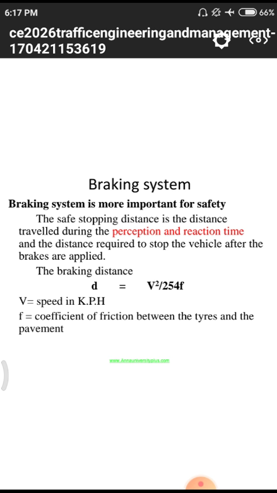First, we have to discuss the importance of safety against the braking system. The safe stopping distance is the distance traveled during the perception and reaction time and the distance required to stop the vehicle after the brakes are applied. In this sentence, we have the stopping sight distance, that means SSD.